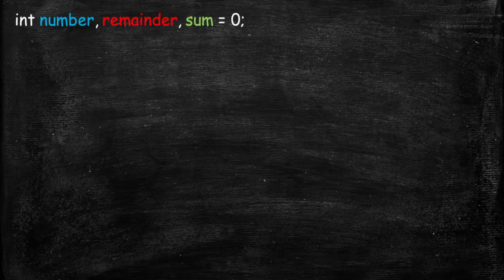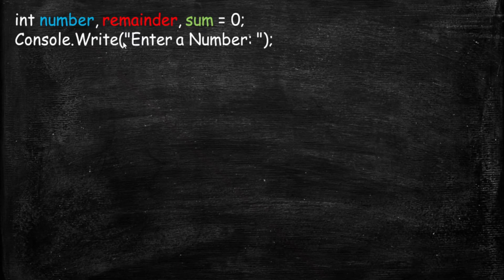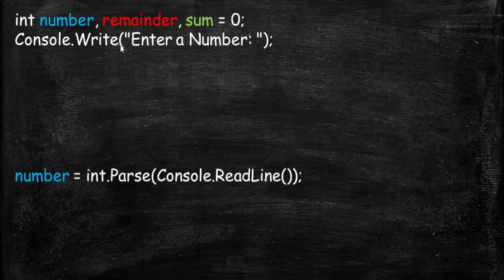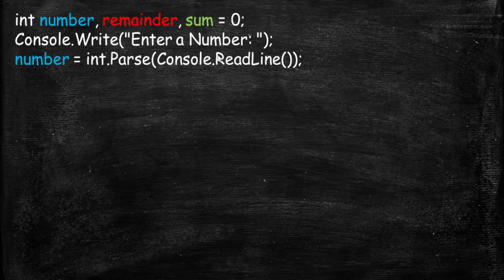So first we will make 3 integer variables. The first is number, the second is remainder, and the third is sum, whose initial value is 0. Then we will print "enter a number" on the screen. As you can see, it is saying enter a number. Then we will take the number which the user has entered, convert it to an integer and store it in the number variable here.